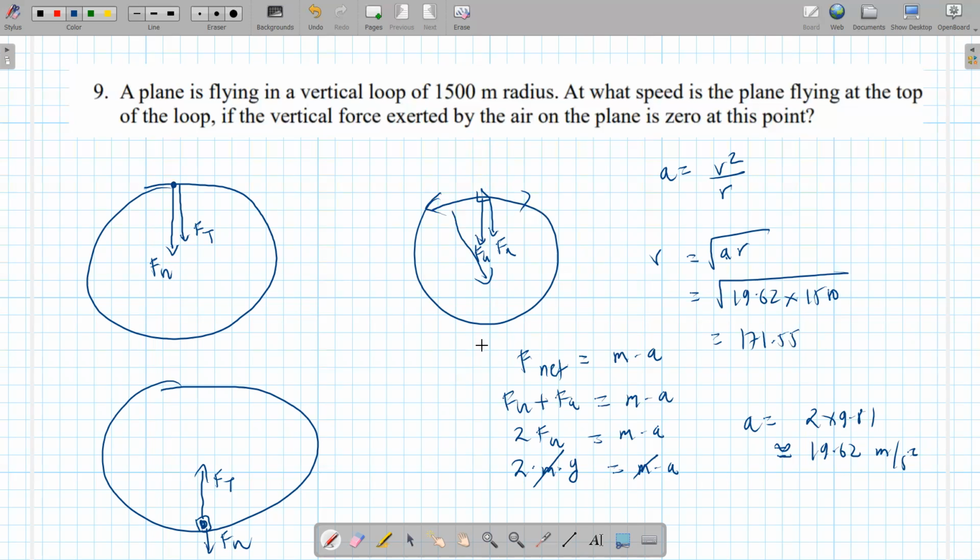Find the A value. I think if we do more questions, I'll get used to it, because I haven't done any of these questions yet. All right, let's look at the next one.